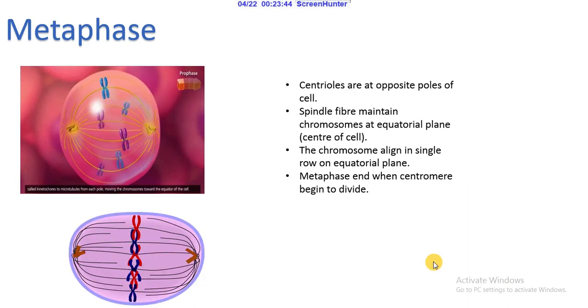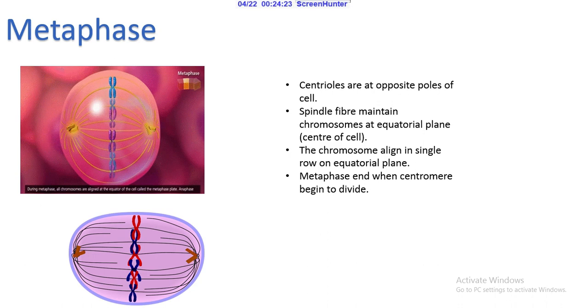Next is the metaphase. The centrioles are at opposite poles of the cell. Just now when they moved to the opposite poles, now they have arrived. When they arrived, the spindle fibers maintain the chromosomes at the equatorial plane. How? The spindle fibers attach to the centromere of the chromosome, and it stays at the center of the cell. The chromosomes will align in a single row on the equatorial plane. The equatorial plane is the center between the two poles, and the metaphase ends when the centromere begins to divide.